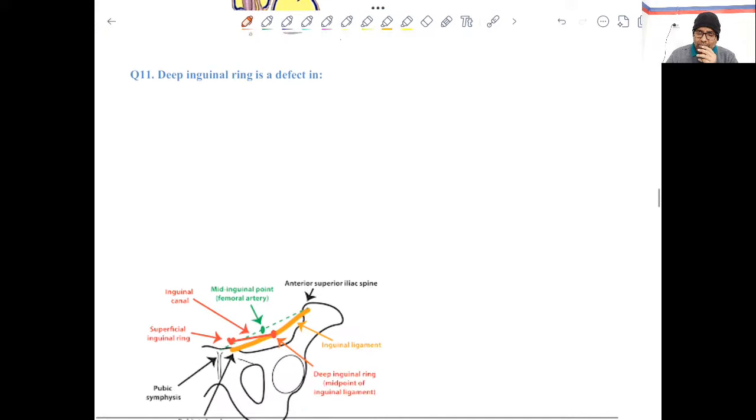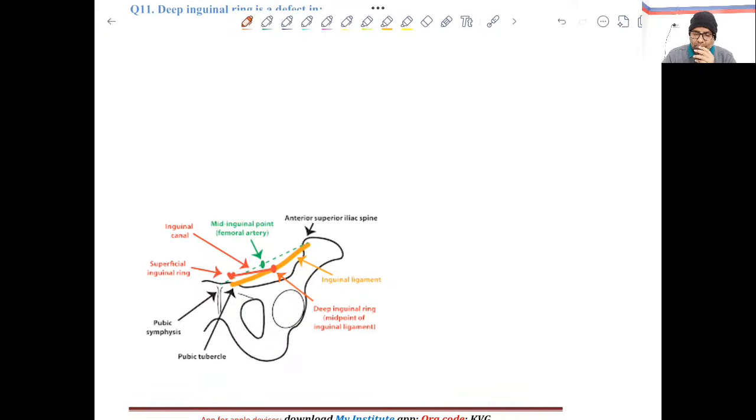Then the deep inguinal ring is a defect in. Now in the inguinal canal, I think most of you must be knowing, suppose this is the inguinal canal, there are two rings or two openings in fact. This is one and this is the other. So the one which is deeper is the deep inguinal ring, and the one which is superficial is the superficial inguinal ring. And this is of course the inguinal canal. Clear? So this is the inguinal canal.